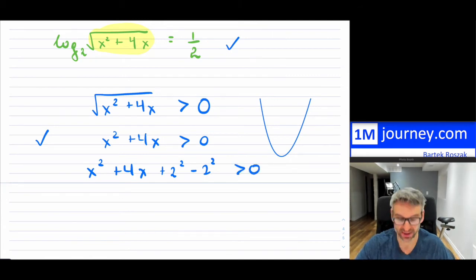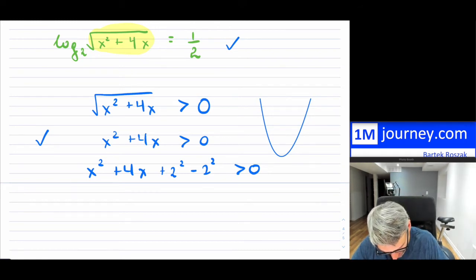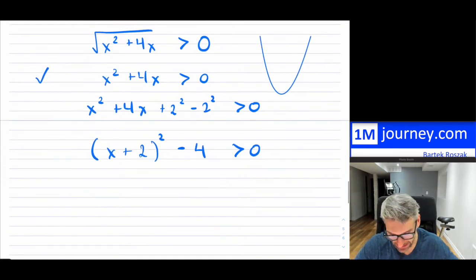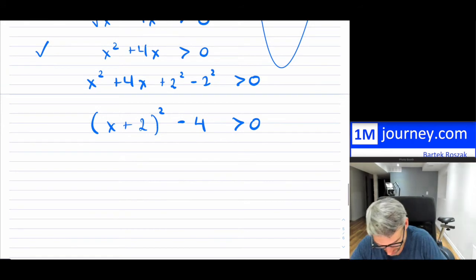Now, why am I completing the square? Because I want to know exactly where that parabola is located. And then I can tell when the left-hand side is greater than 0. That's why I'm completing the square here. So if I complete the square, I'm going to get x plus 2 squared minus 4. So this is going to be that. Now this parabola is easy to figure out, so I'm going to sketch it for us here.